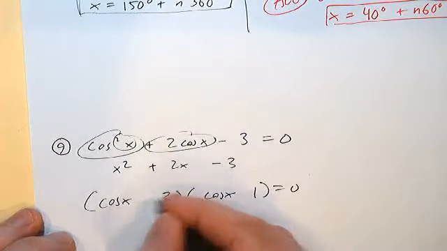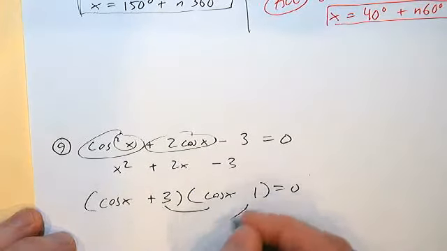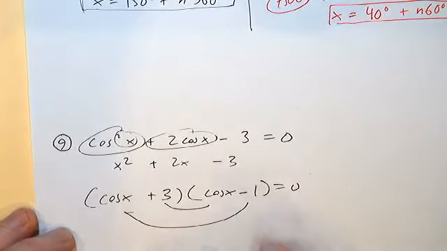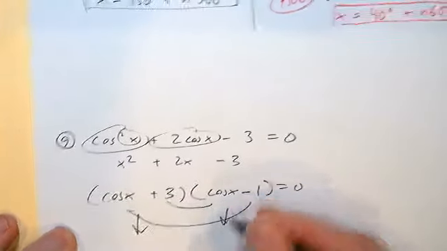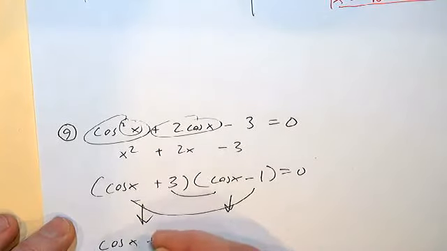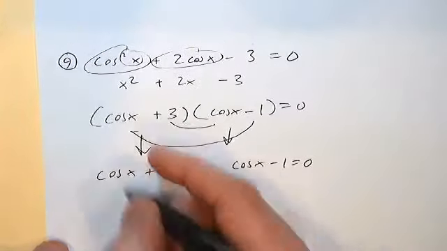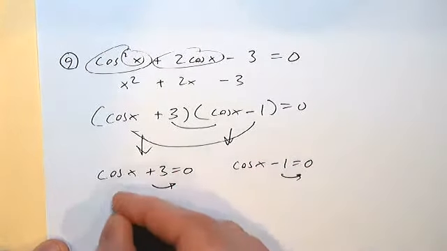And to get 2 of these, how about 3 cookies minus a cookie? 3 cookies minus a cookie is 2 cookies. So I have 2 problems. So you work out the 2 baby problems here, 2 little mini problems. One's equal to 0. The other guy's equal to 0. Of course, it only works if they're equal to 0. Solve each one of these.